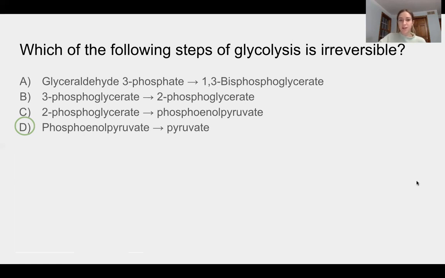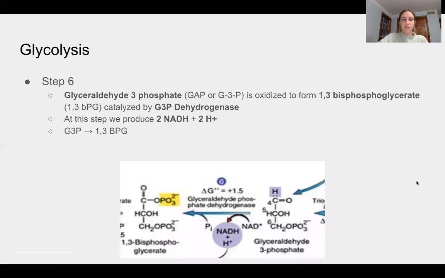All right, so now we're going to go over steps 6 through 10 of glycolysis, which is the payoff phase. Step 6 is when we have our glyceraldehyde 3-phosphate, so GAP or G3P, and that's where this is oxidized to form 1,3-bisphosphoglycerate, so 1,3-BPG, and the enzyme here is G3P dehydrogenase.